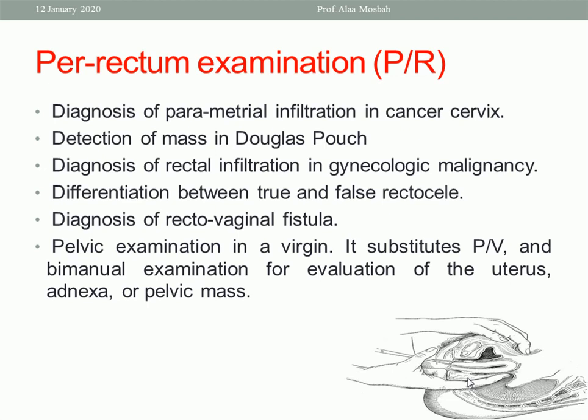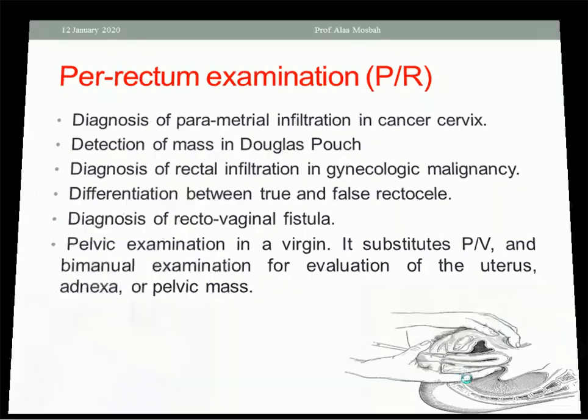BR is used as a substitute for PV because of fear of injury to the hymen, so we do BR instead of PV. So use BR to do bimanual examination for evaluation of the uterus and the adnexa or any pelvic mass. Also, in case of pelvic endometriosis, BR examination can feel the nodularity and the tenderness in the uterosacral ligaments.